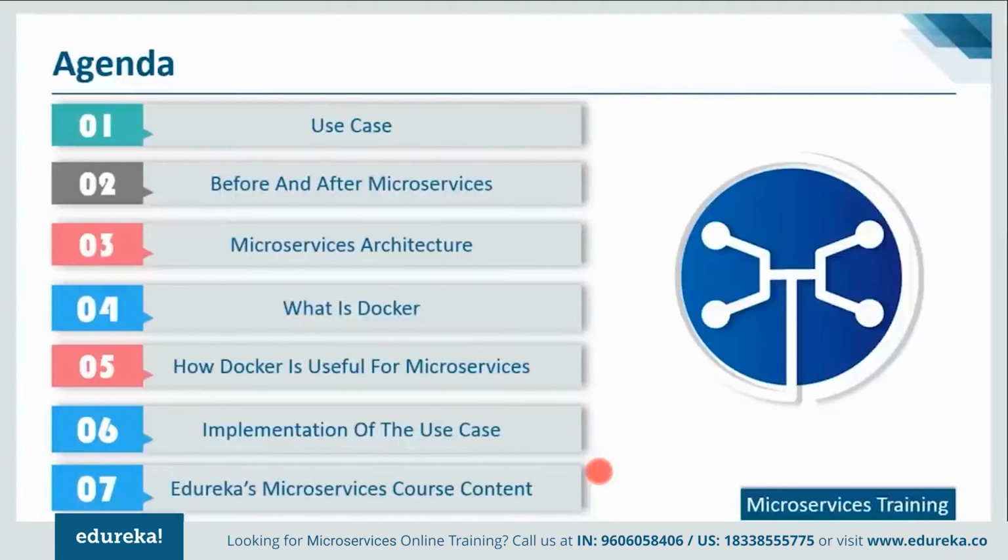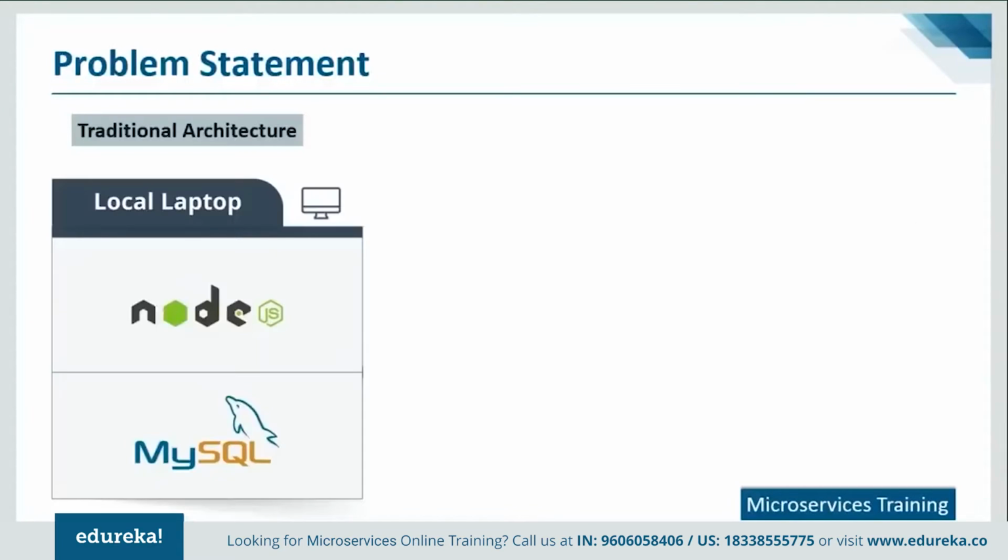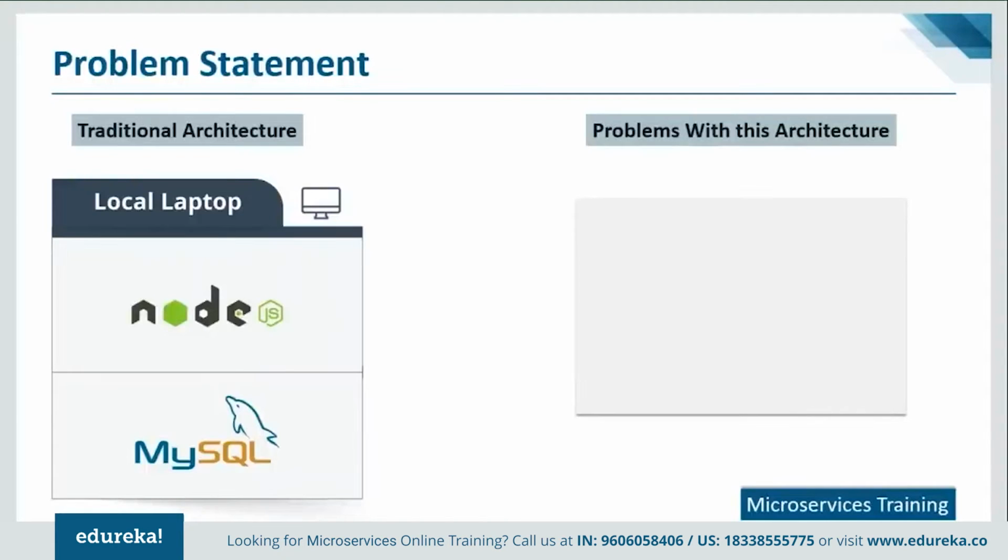So let's move forward and have a look at the use case that we are going to implement in today's session. So this is the problem statement of our use case, guys. We have a Node.js application and MySQL database running in the same instance, or you can say on a local laptop. So this is a typical example of a monolithic architecture. So let us just focus on a few problems with this architecture and then we'll see what the solution to it is. So let us now discuss the problems associated with this monolithic architecture.